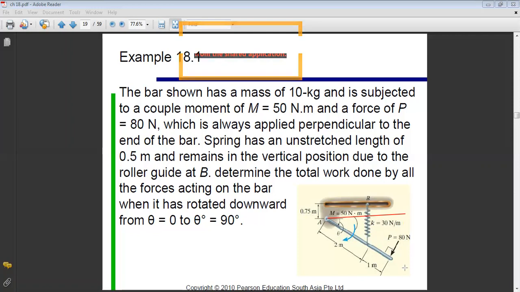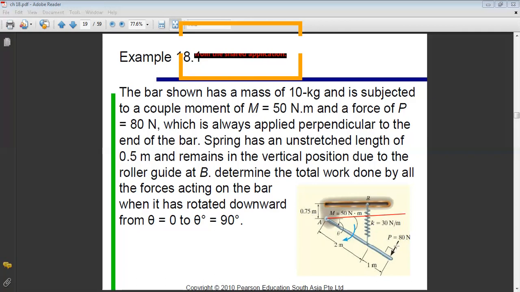What will be the work of P? Not zero. No, no. P is perpendicular to the bar, it will be along the motion. P times distance along the motion. Why? Because what is the type of your motion here? You have a circular motion, yes or no? Okay, you have a circular motion.